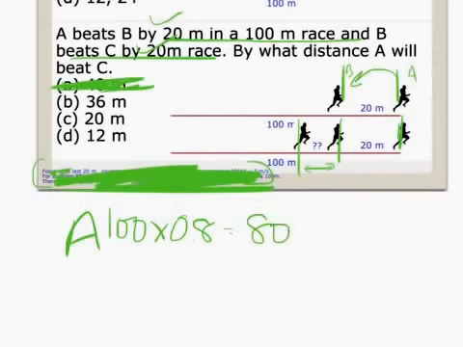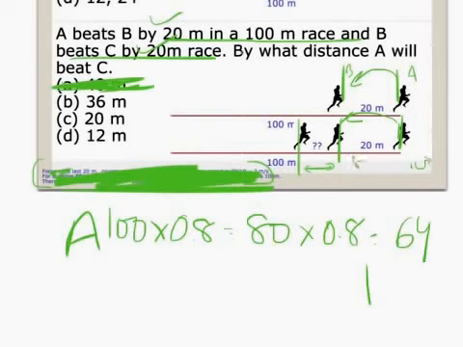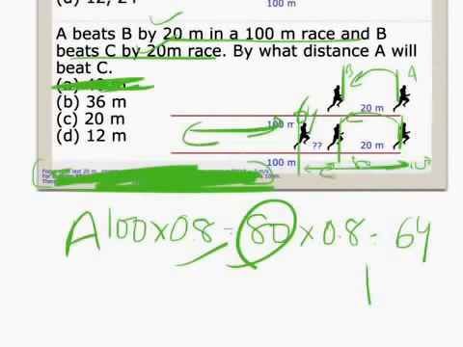So B is 80% of A. Similarly, C is 80% of B. Further 0.8: 64. So when A is 100, B is 80, and C is 64. If the distance covered is 64, how much is remaining? 36. What I'm doing is converting this question into a question of percentages. This is exactly the way I want you to try the question at home.